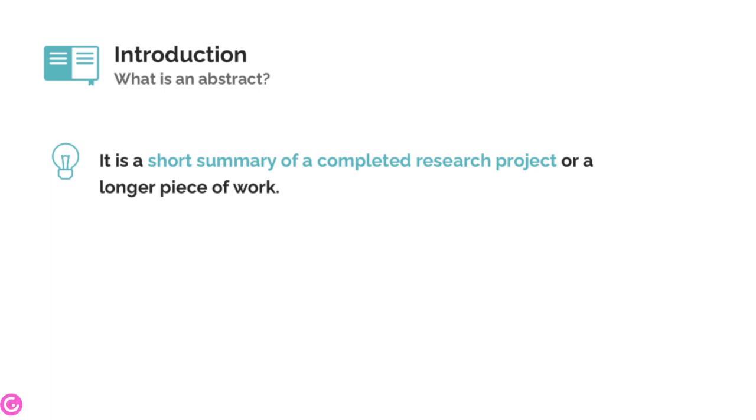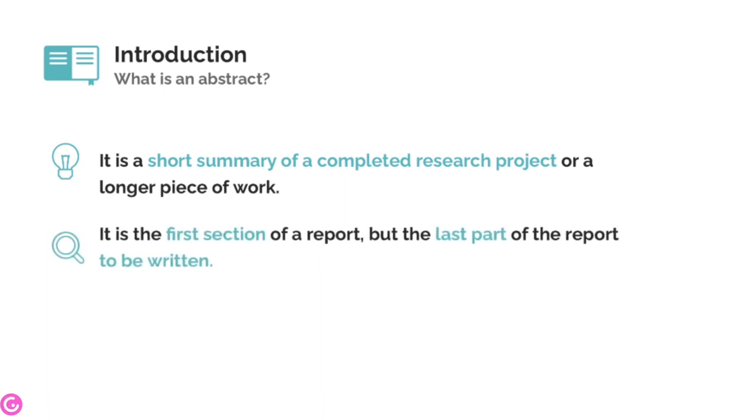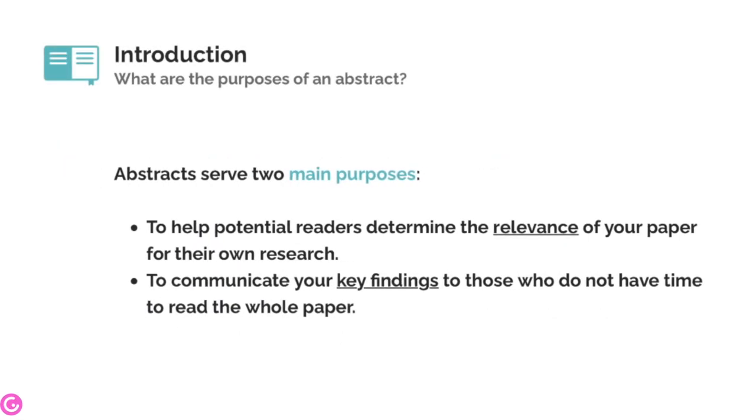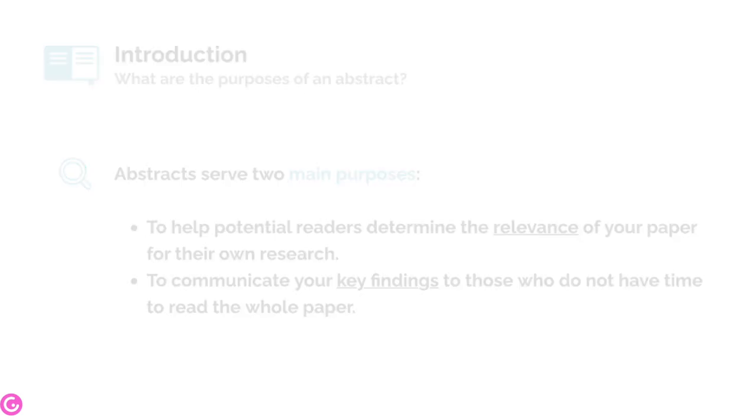The abstract is actually the first section of a report, coming after the title and before the introduction. The abstract provides the reader with a brief preview of the study based on information from other sections of the report. It is often the last part of the report to be written. Therefore, abstracts serve two main purposes: to help potential readers determine the relevance of your paper, and to communicate your key findings to those who do not have time to read the whole paper.